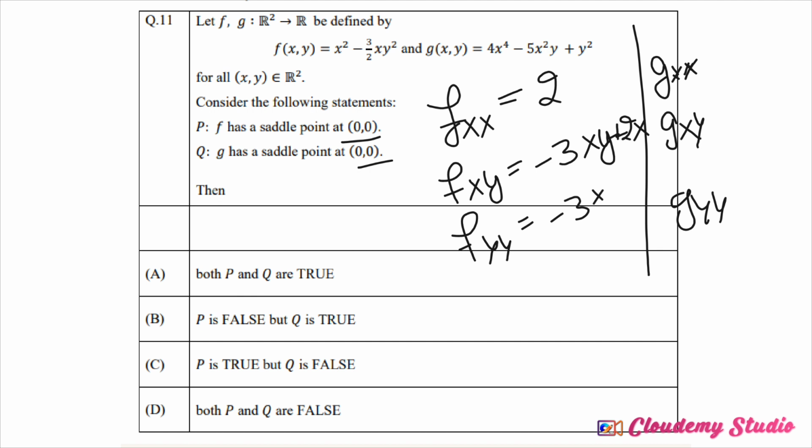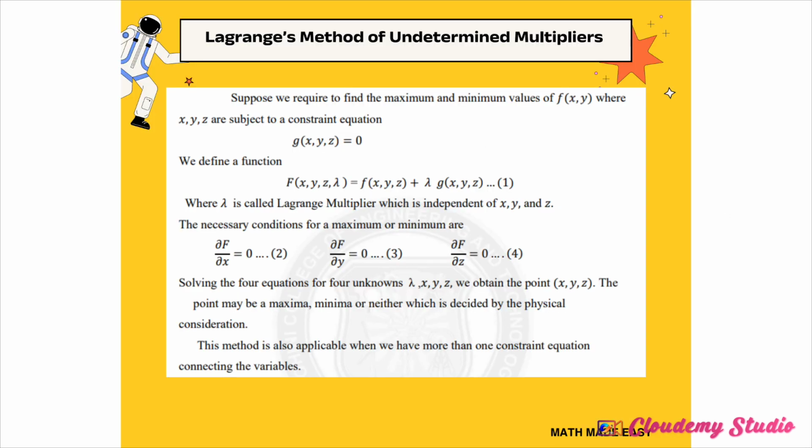Now using again ac minus b square, here it will be 0, so yes, this is a saddle point. Here also all points will be counted out and this will also be a saddle point. So option A is the correct option. This is the easiest question.